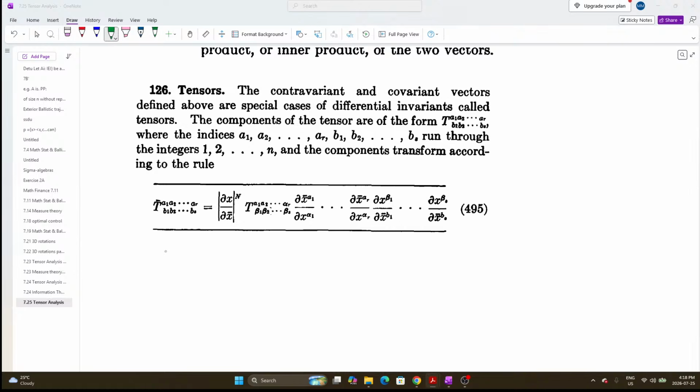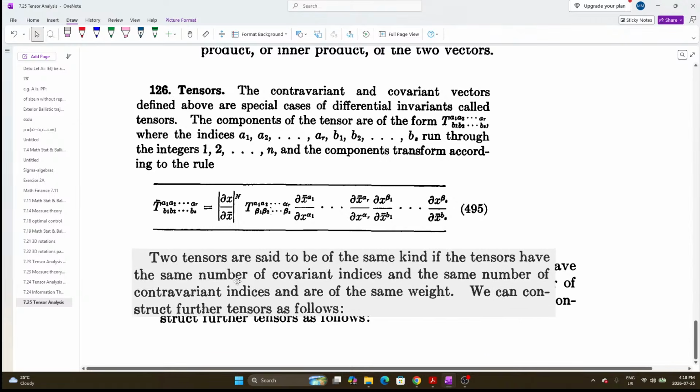Okay, here. Because there's a lot of writing, I'm just going to paste it here. It's a lot of writing, all right?